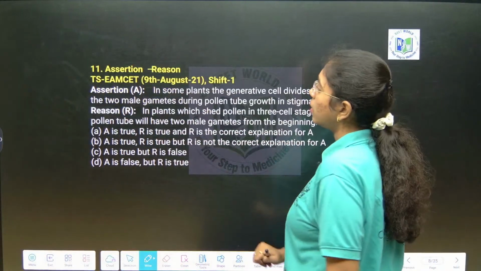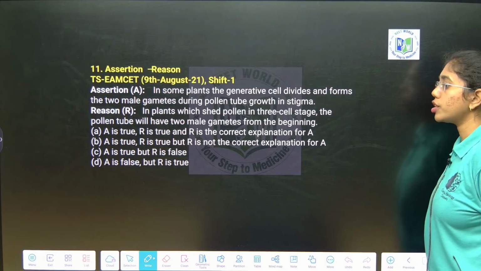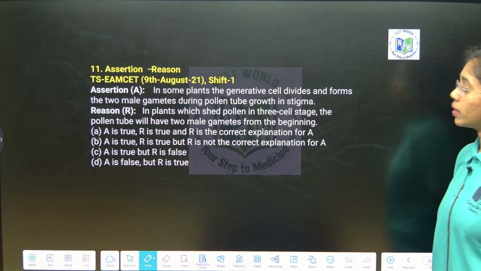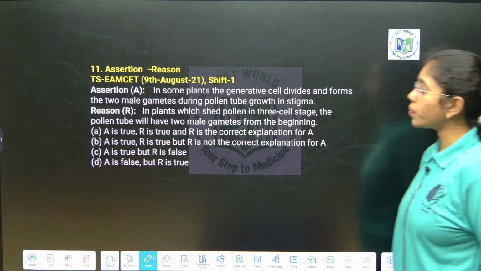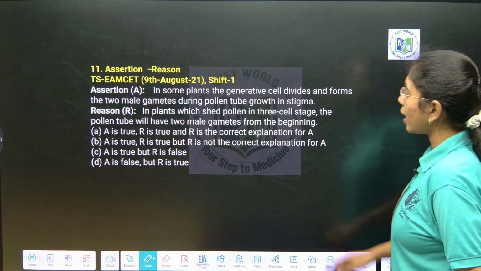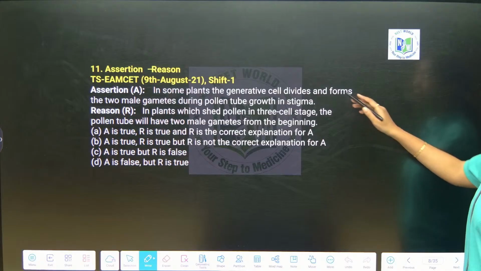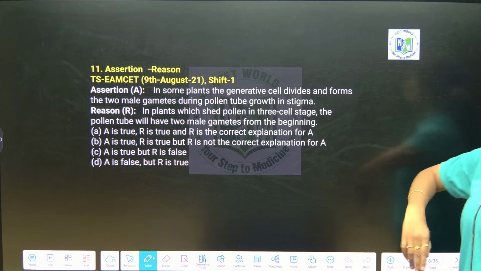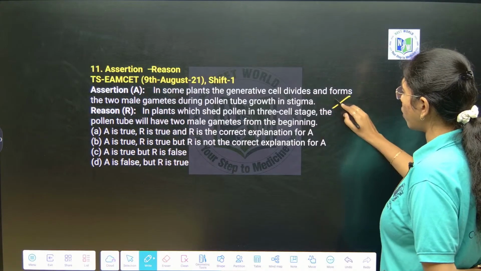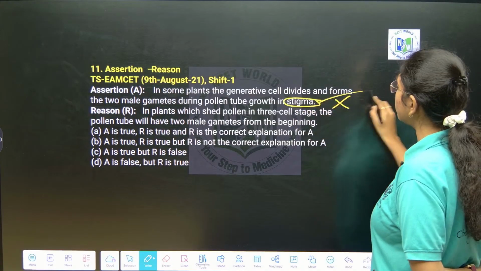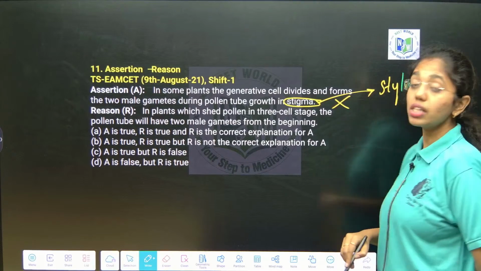Next, 11th question. Again the same type, assertion reason question, just look into it. In some plants, the generative cell divides and forms what? 2 male gametes. Try answering. In some plants, the generative cell divides and forms 2 male gametes during what? During pollen tube growth in stigma. Wrong. During pollen tube growth in style. It is not in stigma, it is in style.